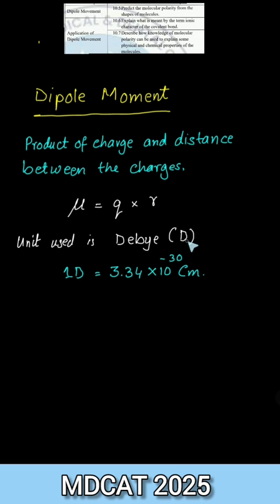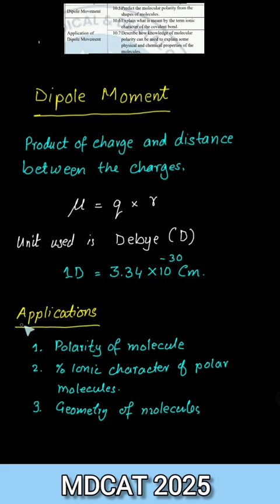The unit used is the debye, denoted by D. 1 debye equals 3.34 times 10 power minus 30 coulomb meter. Applications: polarity of molecules, percent ionic character of polar molecules, and geometry of molecules. These are the applications of dipole moment.